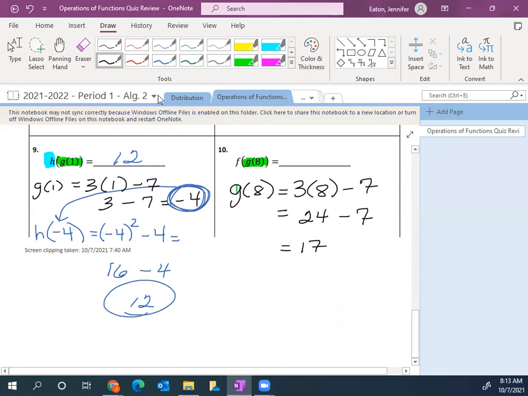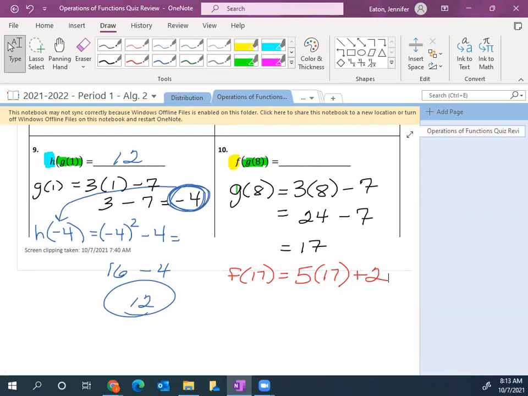We're not done. That 17 is what goes into the F equation. So the F equation is 5x plus 2. So 5 times 17 plus 2. So if you need to grab a calculator. All right, so we've got 5 times 17. Did anybody get it? What's 5 times 17? 85, good. And then 85 plus 2 is 87.